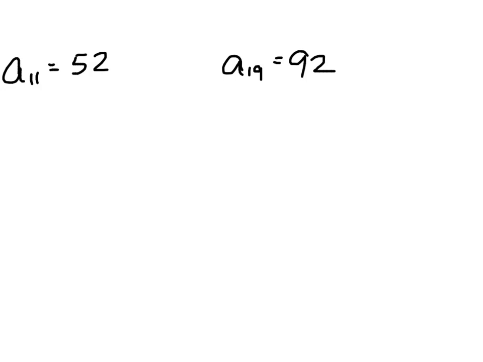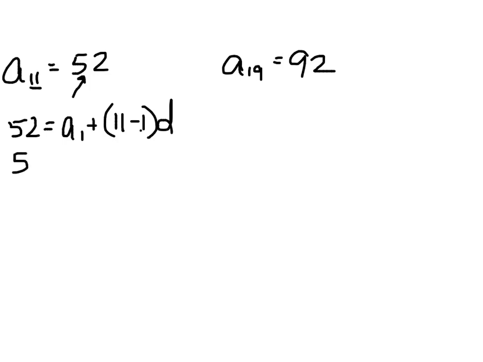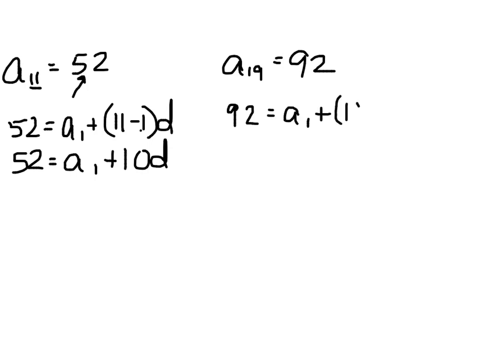And what I mean by that is if I put in 11, I'm going to get out 52, which means 52 is going in here. I don't know A1. 11's going in the N spot, and I don't know the D, which 11 minus 1 is 10. So I end up with 52 equals A1 plus 10D. And if I do the same thing over here, I have 92 equals A1 plus 19 minus 1 times D. And 19 minus 1 is 18.